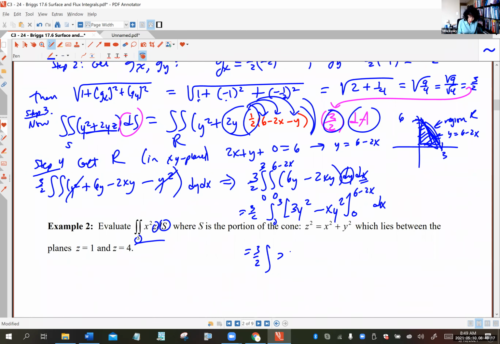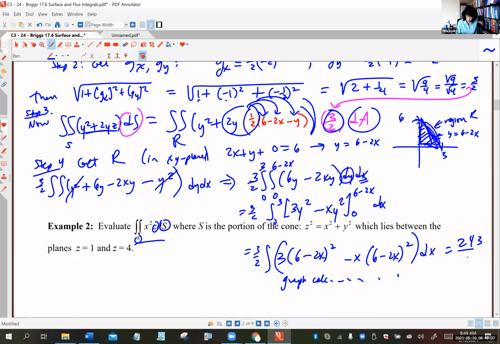And so then when I replace y with 6 minus 2x, because replacing with the 0, it's all going to go to 0. So I'm going to have that. Oof. Yeah, you know, you'd have to FOIL all this mess out. I'll just say graphing calculator, come to the rescue. You know, use your fnInt, and I get 243 halves. Okay, there's the surface integral. Not too hard.